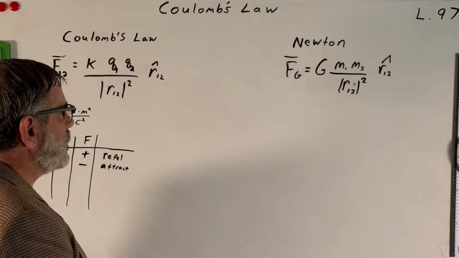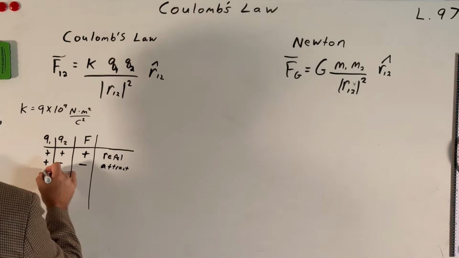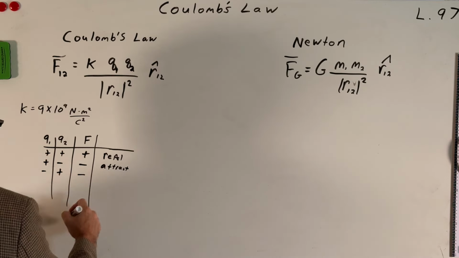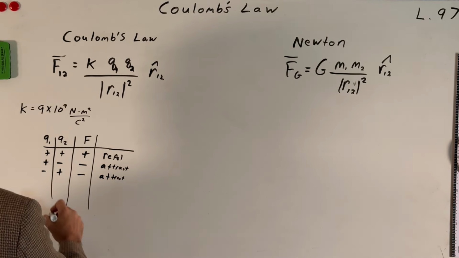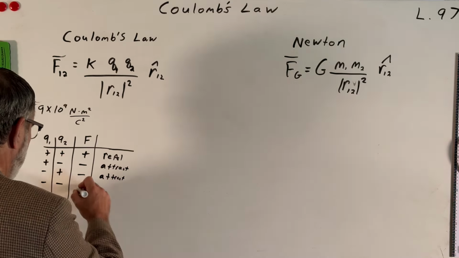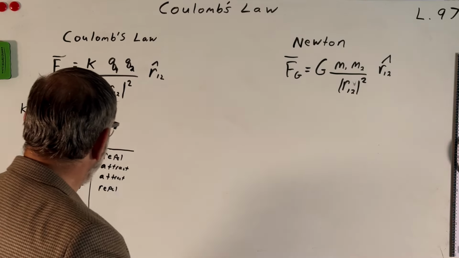This is the key thing that we could not do with masses, right? Because masses can't be negative, right? Alternatively, we could have the first charge be negative and the second charge be positive, which would still give us a negative force, and we would call that attract. And finally, if both charges were negative, a negative times a negative is a positive, making the force positive, and this would again be repel. So there is the behavior.